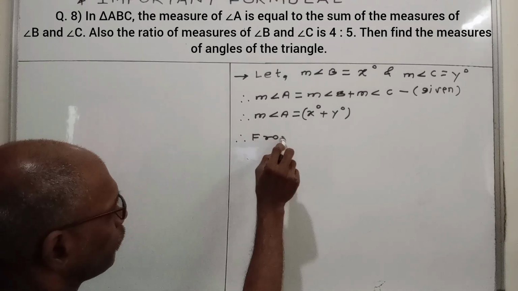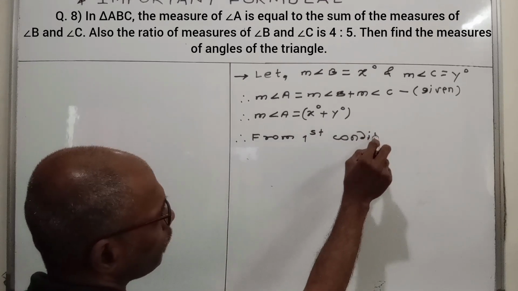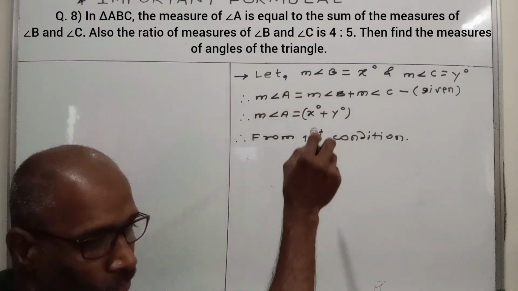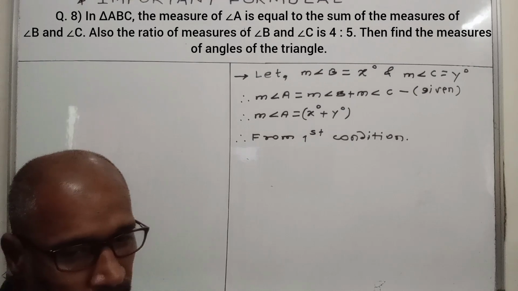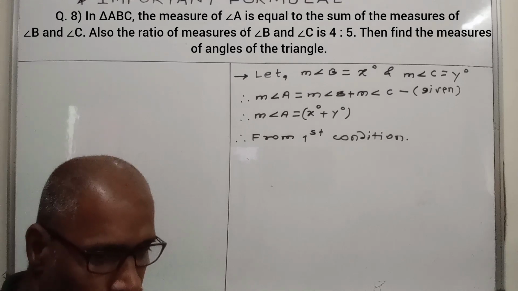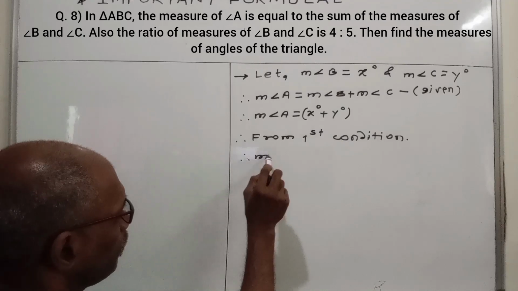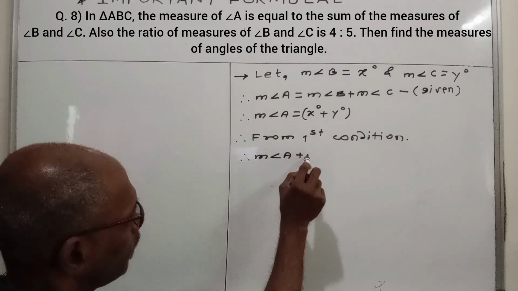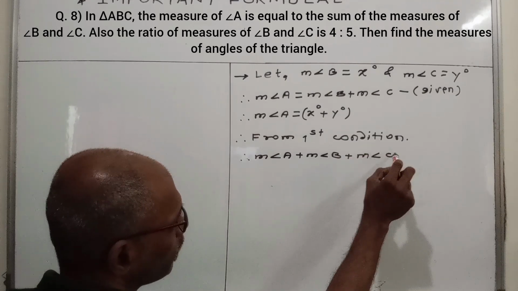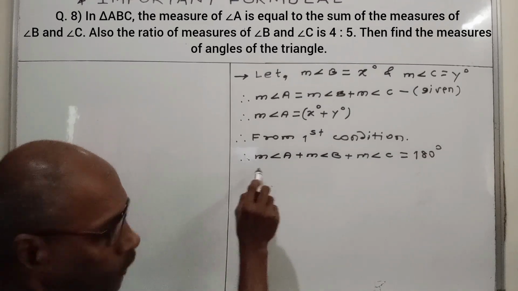Therefore, from first condition. What is first condition? The sum of the measures of angles of a triangle is 180 degree. Therefore, measure angle A plus measure angle B plus measure angle C is equal to 180 degree. Did you get it?